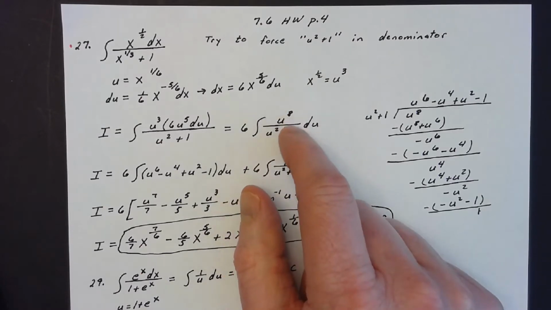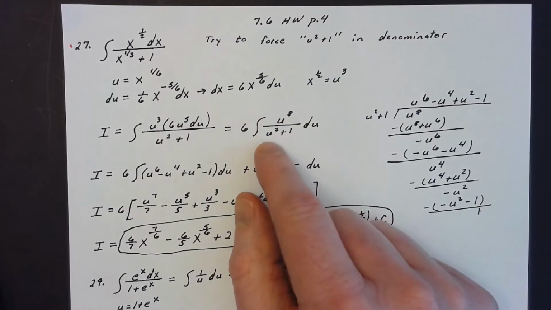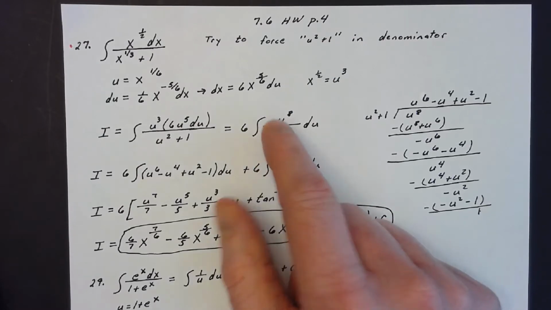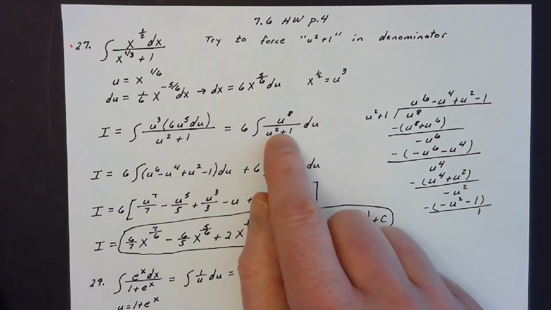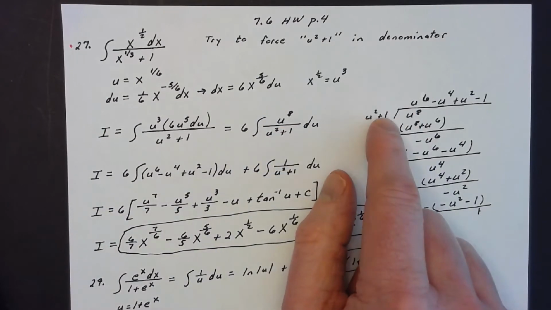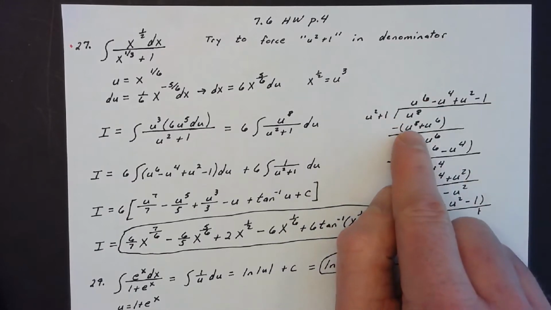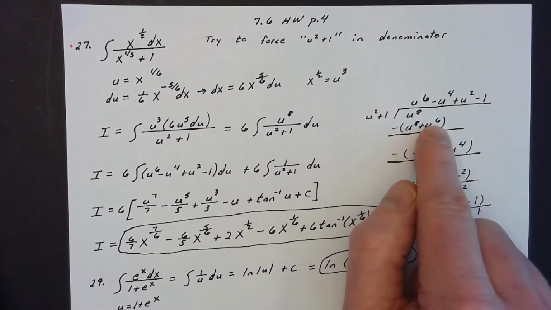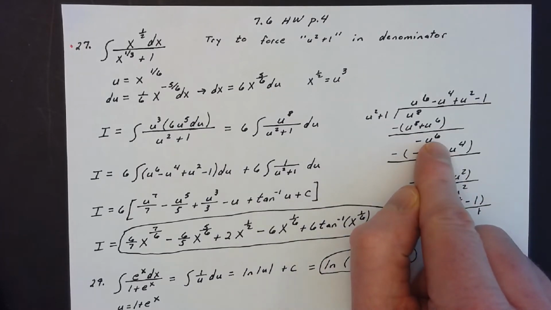Anytime your numerator is of greater or equal degree than your denominator, you can go ahead and use long division. I could have done that in the first step, but it's kind of tricky with your fractional exponent. It's a lot easier to do now, so I'll go ahead and do the long division. U squared plus 1 divides into u to the 8th. I know u to the 6th times that gives me u to the 8th plus u to the 6th. I subtract that out, leaving me a negative u to the 6th.